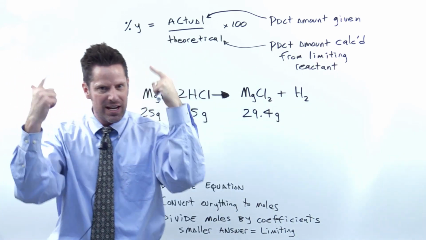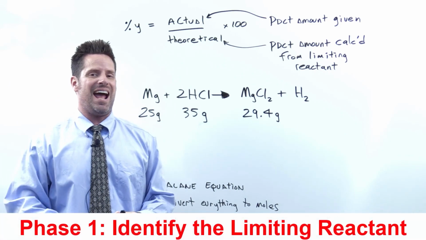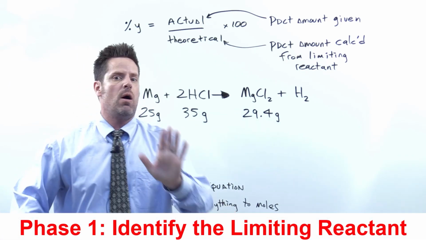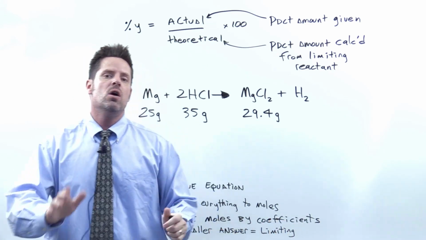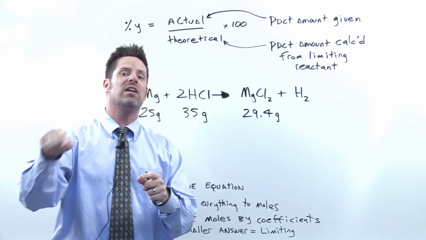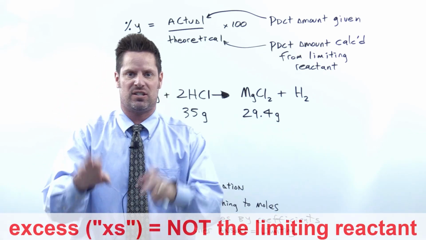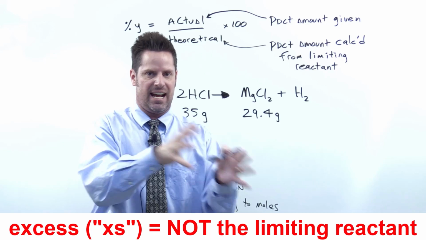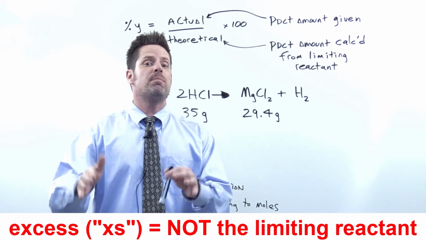Now that we have that equation in our minds, the next thing we have to ask whenever we're given a percent yield question is, do I know the limiting reactant? If you're ever given a percent yield question where the problem tells you that one of the reactants is added in excess, then you automatically know that the other reactant, the one that is not in excess, is the limiting reactant. That kind of problem is simpler.